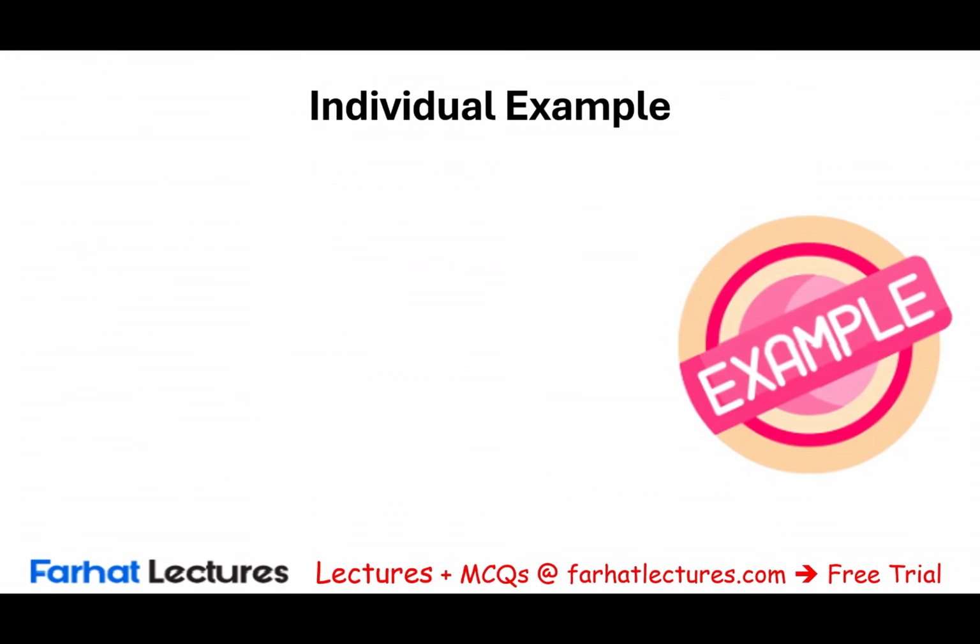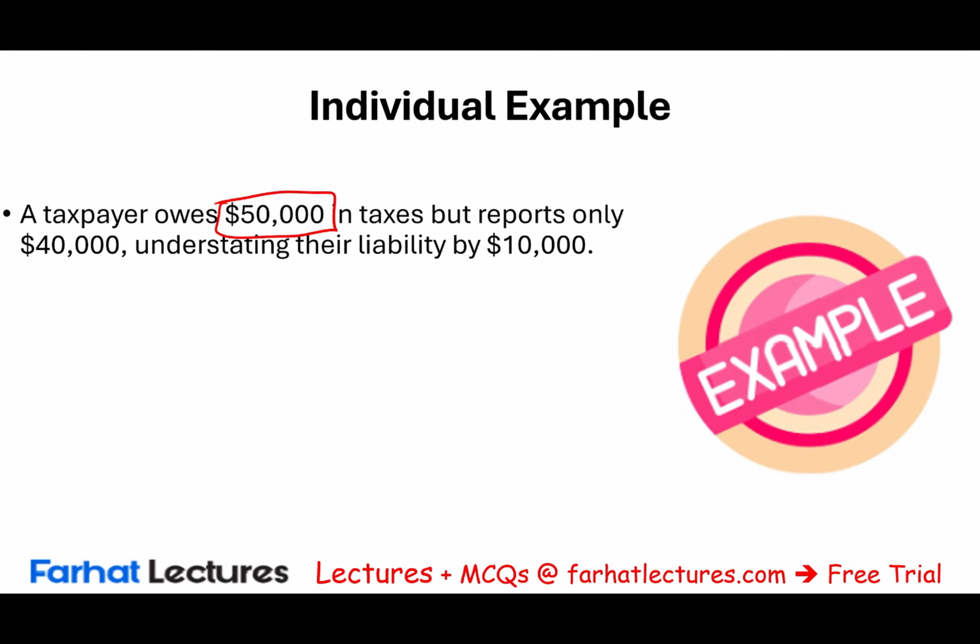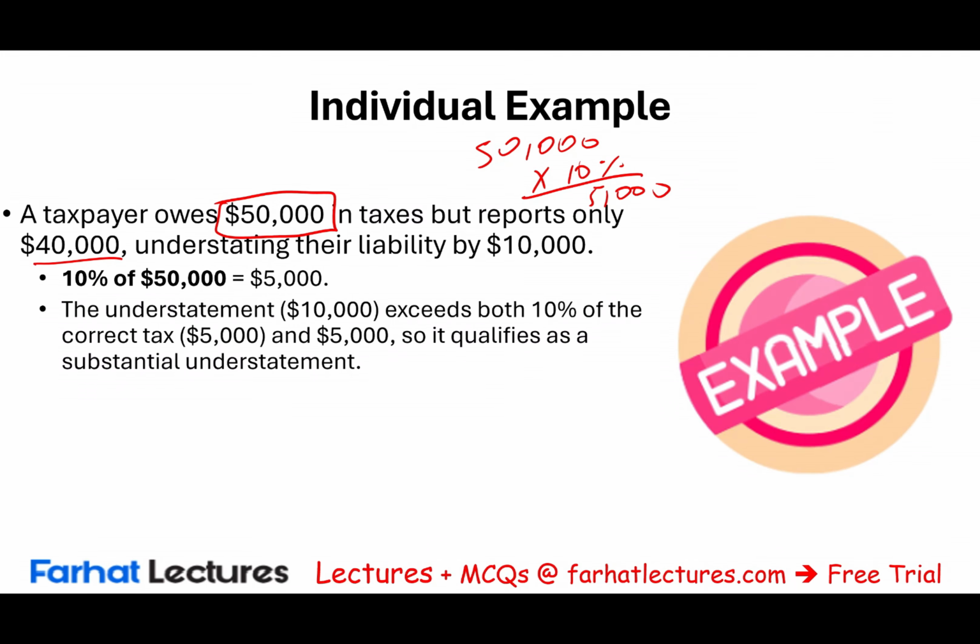Let's look at numbers to make sense. Let's assume a taxpayer owes $50,000 in taxes. That's their total tax bill. But the individual reports $40,000, so they're supposed to pay $50,000, they pay $40,000, and they're short $10,000. Right from the get-go, 10,000 is more than 5,000. And if we take $50,000, this is your tax liability, times 10%, that's $5,000 as well. So you are subject to this substantial understatement because you understated your taxes by $10,000, which is the greater of both. So it's a substantial understatement.